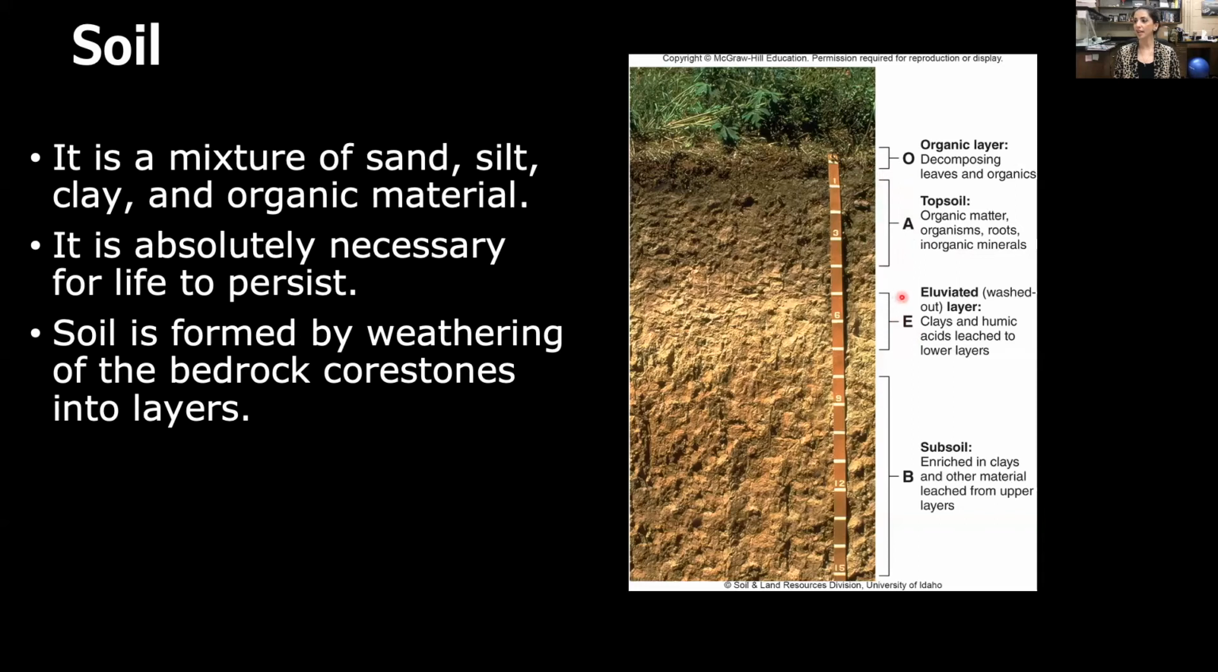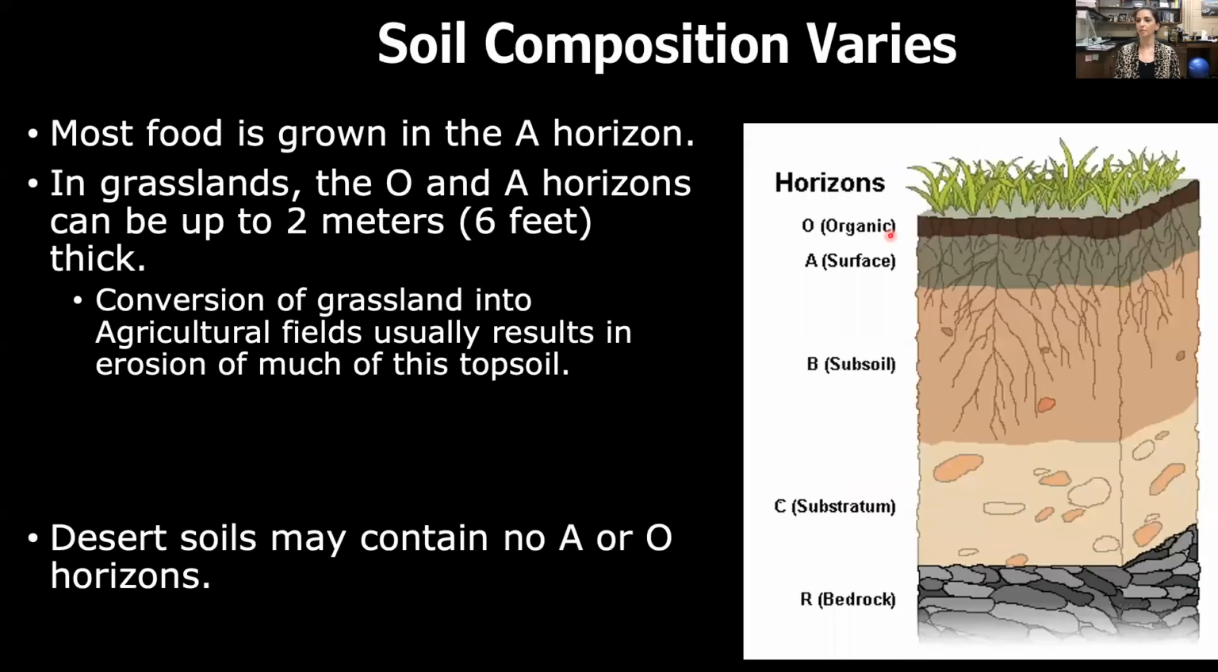This is the alluviated or washed out layer. This is where you will find clays and humic acids that are leached into lower levels. They originate here in the alluviated layer. And then just beneath E, you have B, which is the subsoil. And the subsoil is enriched in clays and other material that are leached from the upper layers here. So most food is actually grown in the A horizon.